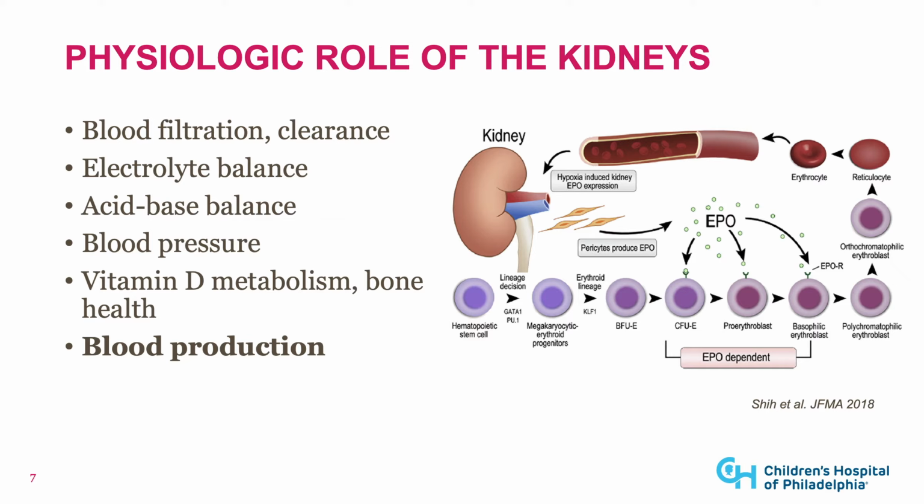Last but not least, the kidneys are also important for blood production through transcription and translation of erythropoietin in interstitial fibroblasts in the renal cortex. Erythropoietin gene expression is triggered by hypoxia-inducible factors and stimulates red blood cell development. Patients with chronic kidney disease often develop anemia.